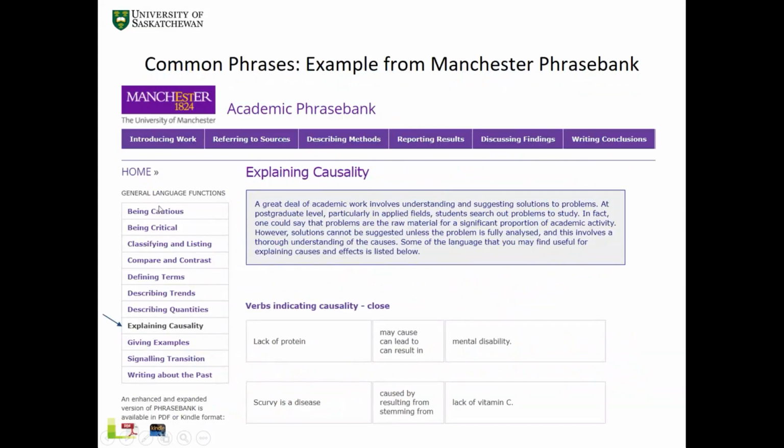So you can see that there are ones for being cautious, critical, classifying and listing, defining terms. This is a really wonderful resource. We tend to really show it to grad students a lot, but we should be showing it to undergrads more.